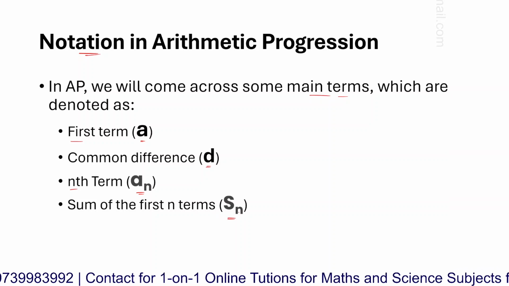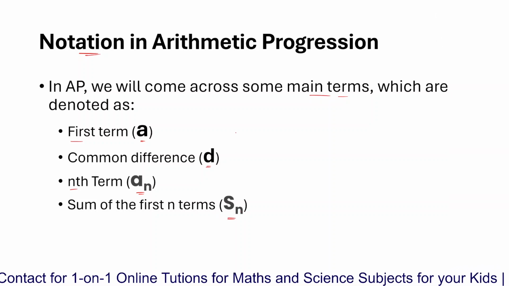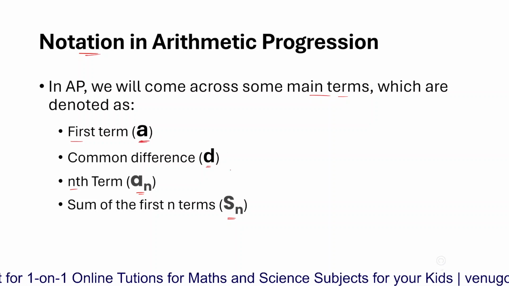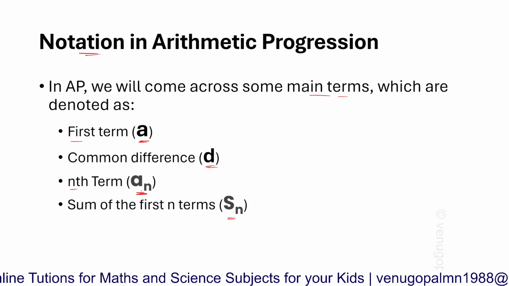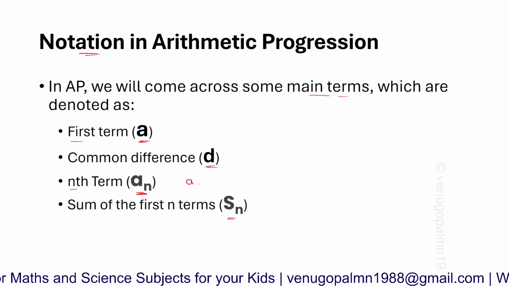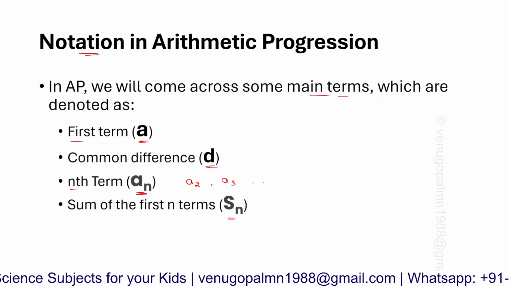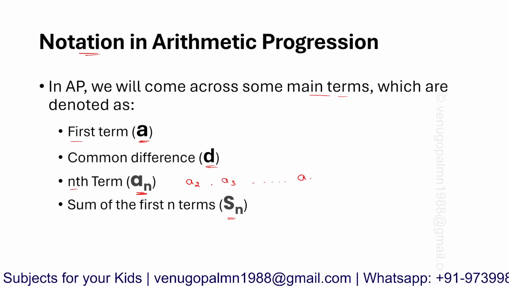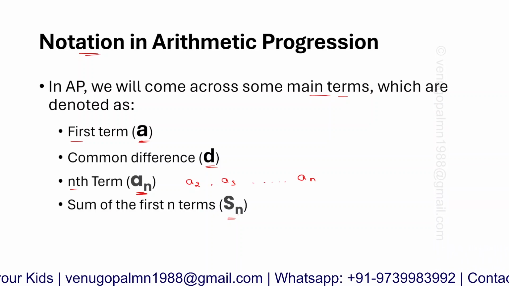Have a look at this particular slide, which is very important. The first term we call a, the common difference we call d. The nth term in a sequence we denote with a of n. For example, the second term we denote as a of 2, the third term as a of 3, and likewise the nth term as a of n, and the sum of the first n terms we denote as s of n.